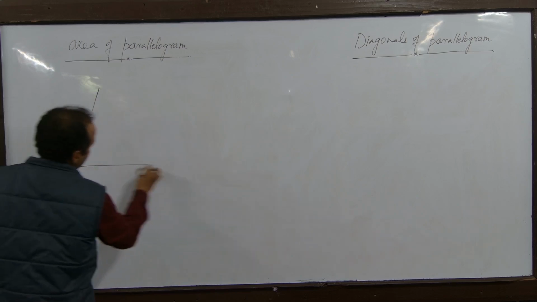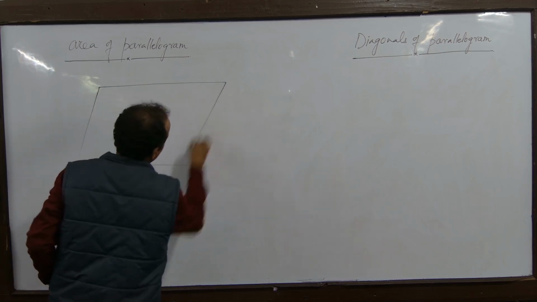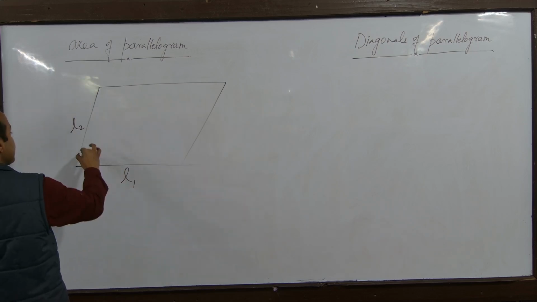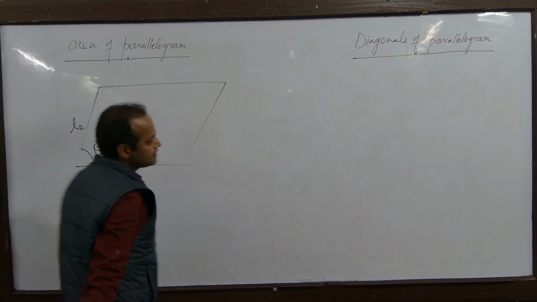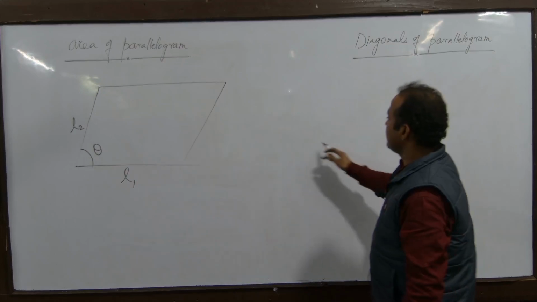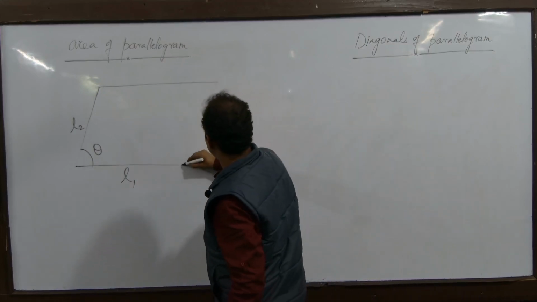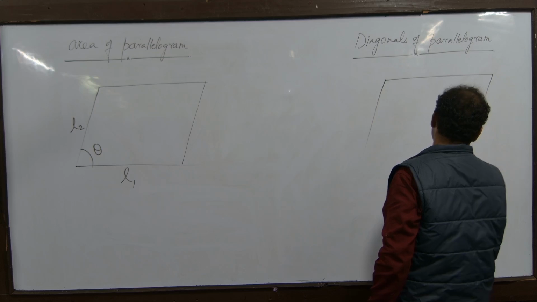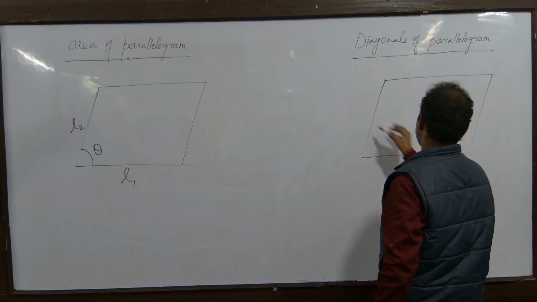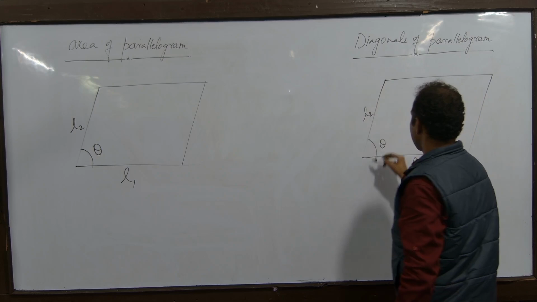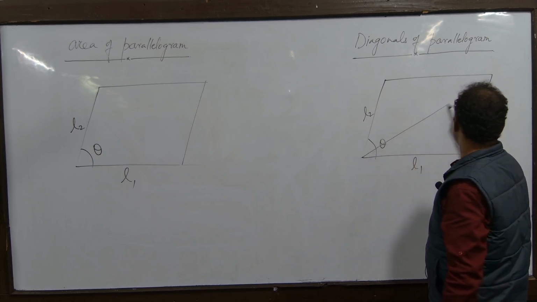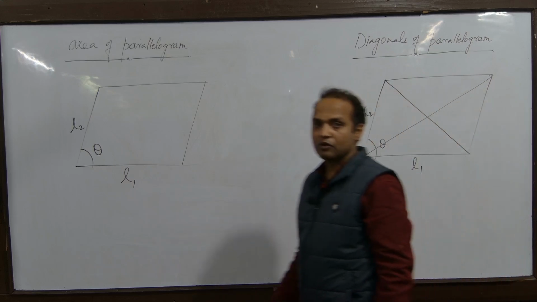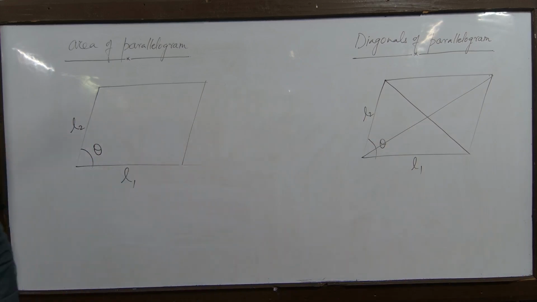I'm drawing a parallelogram. This length is L1, this length is L2. You have to find the area if this angle is theta. Here also I am drawing the diagram. You have to find out this diagonal and this diagonal. First I am coming to area.